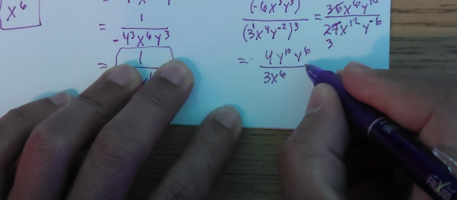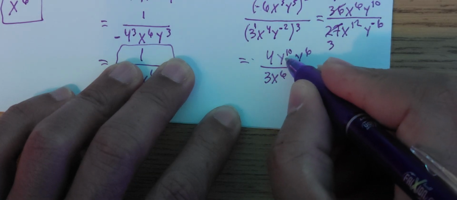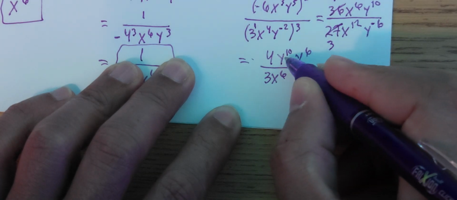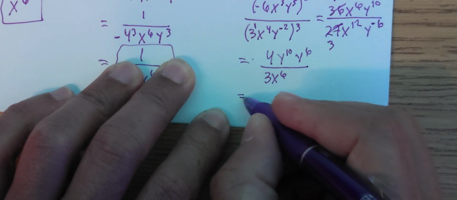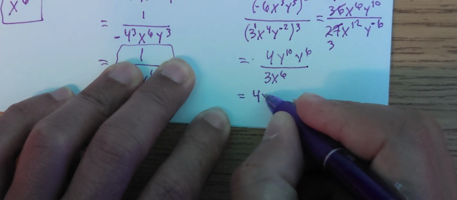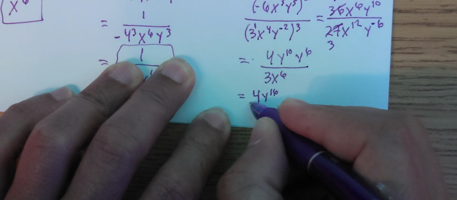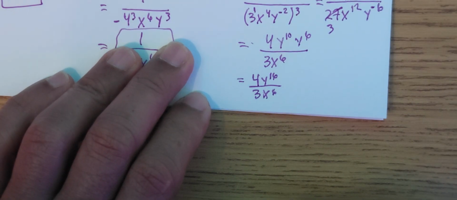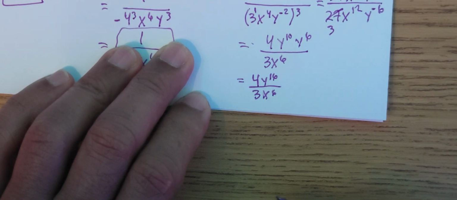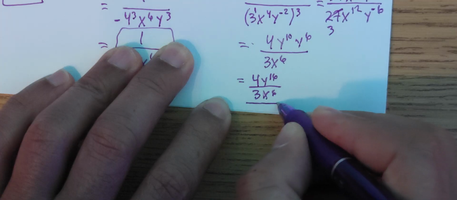And then I can add the powers of the y's, right? Because I have the 10th and the 6th. And when you add 10 and 6, that gives you a 16. So the numerator is 4 times y to the 16th power over 3 times x to the 6th. And this cannot be simplified or reduced any further, so this will be our final answer.